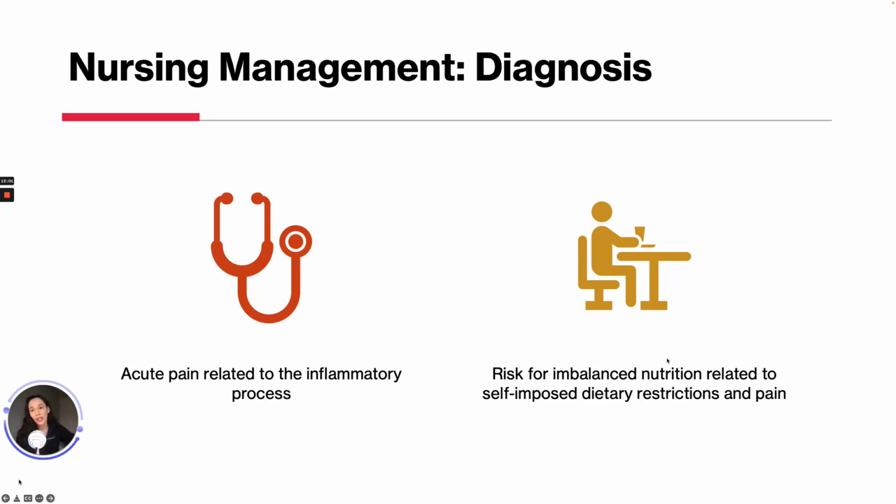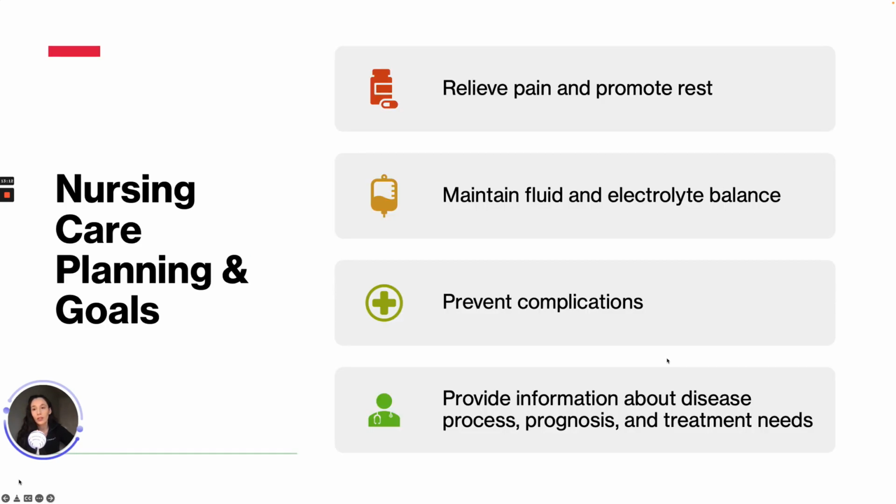So our nursing diagnoses can include things like acute pain related to inflammatory process, or risk for imbalanced nutrition related to self-imposed dietary restrictions and pain. Our nursing care planning and goals can be to relieve pain and promote rest, maintain fluid and electrolyte balance, prevent complications, and provide information about disease processes, prognosis, and treatment needs.